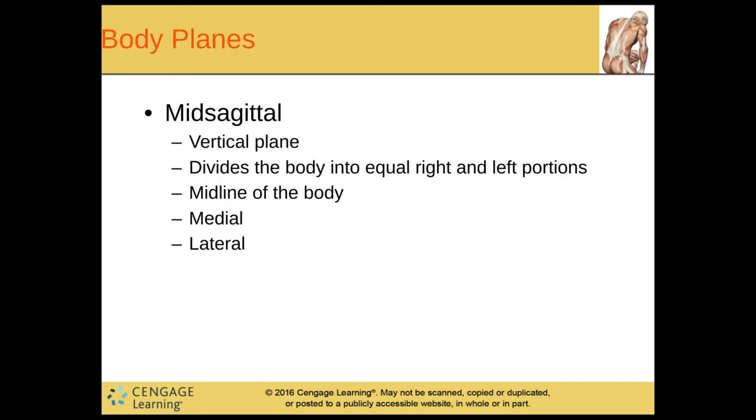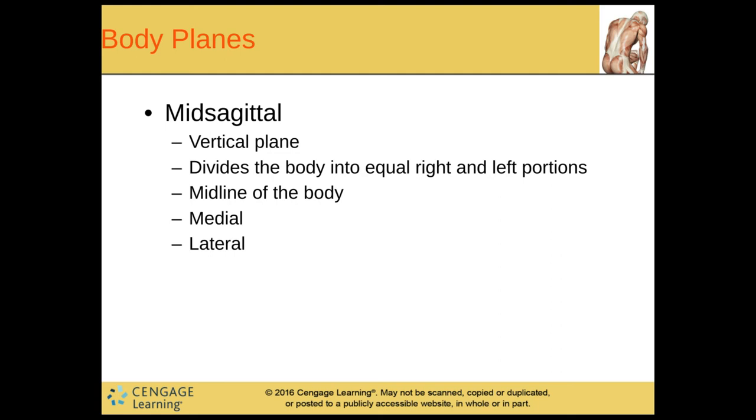Okay, so now we're going to talk about body planes. So we have a mid-sagittal. I'm going to kind of explain it, and then there's a picture on the next slide, and we'll look at it a little bit closer. So mid-sagittal, so we have the vertical plane, right? Think of vertical going up and down, and horizontal going from side to side. So mid-sagittal is a vertical plane, and it divides the body into equal right and left portions.